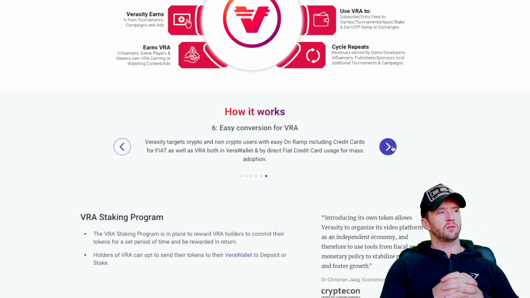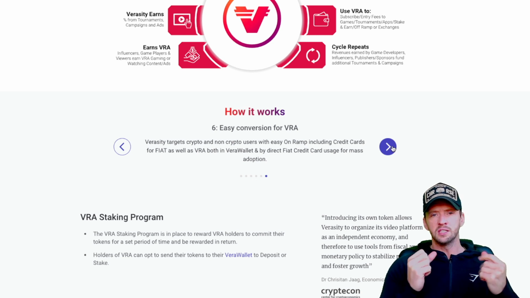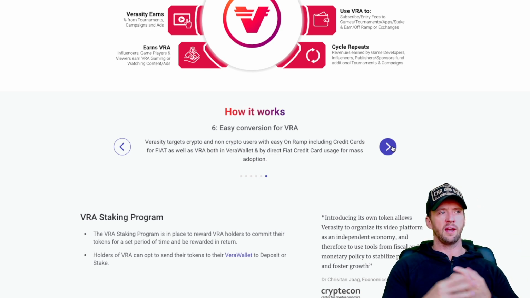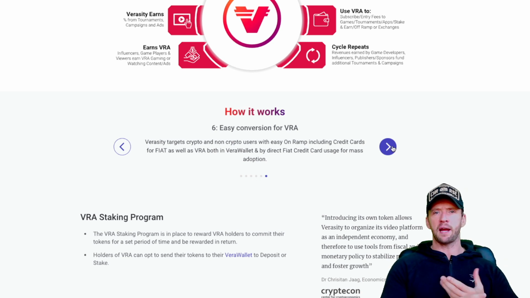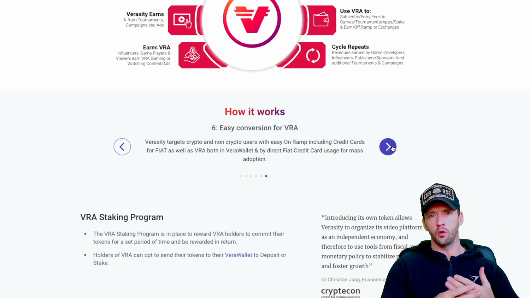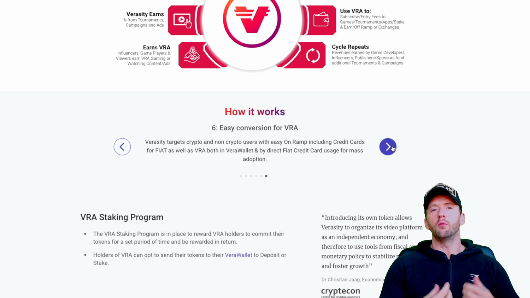And obviously for the last one, number 6, Verasity targets crypto and non-crypto users with an easy on-ramp, including credit cards for fiat, as well as VRA for both VRA wallet and direct fiat credit card usage for mass adoption. So as we all know, especially in the UK, getting fiat to crypto at the moment is a little bit tricky, because obviously banks are absolutely panicking that crypto's here to stay, and the old coffers of the banking world are finally waking up and realizing that crypto's here to stay. What do we do with it?